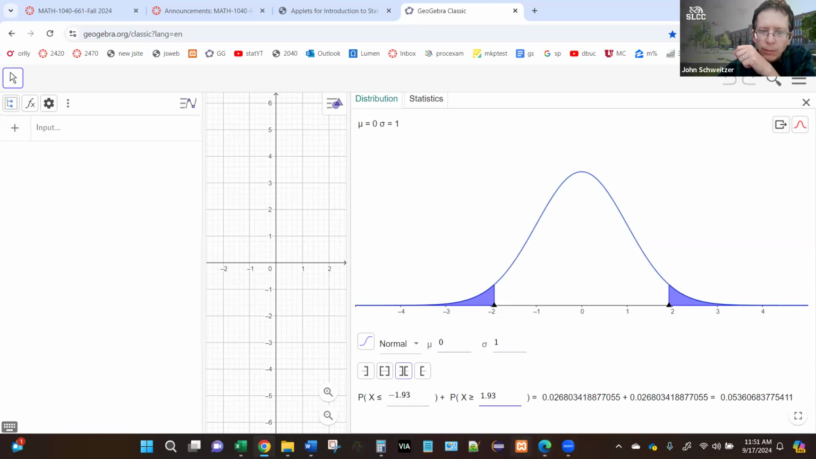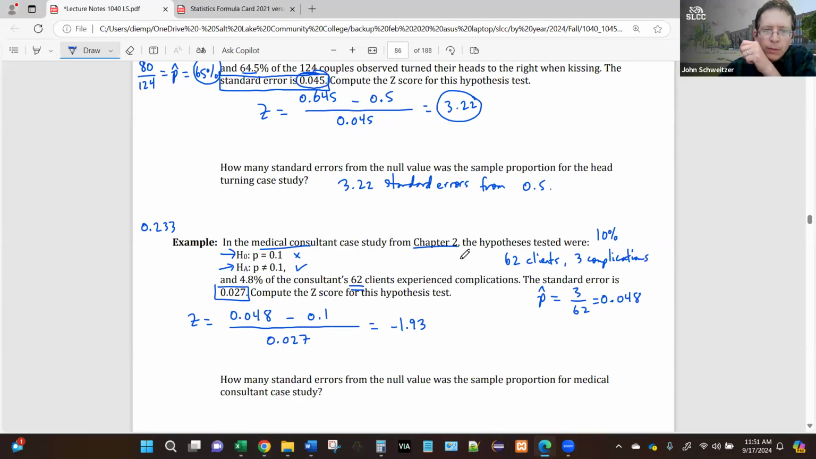So how many standard errors from the null value are we in this case? 1.93 standard errors. Okay, all right. So any questions there about that? It's another use for standard deviation, and it's a way of using the normal distribution to do hypothesis testing. Right, and we're going to do this quite a bit. This is just kind of the first look at this. Are there any questions about that before we move on?